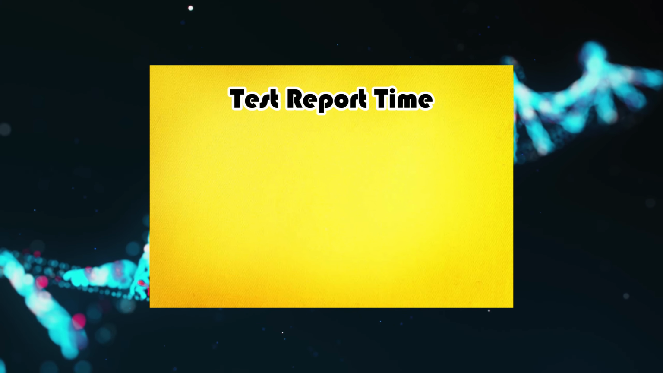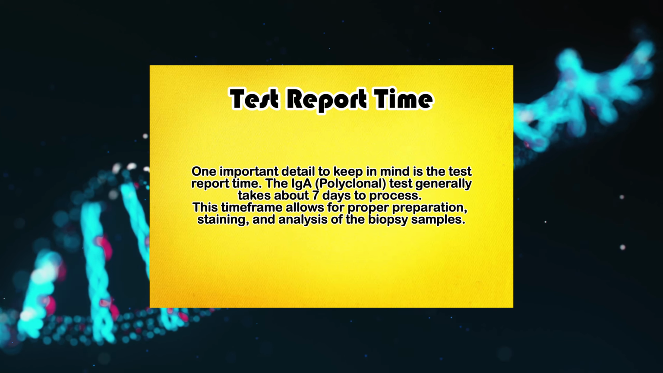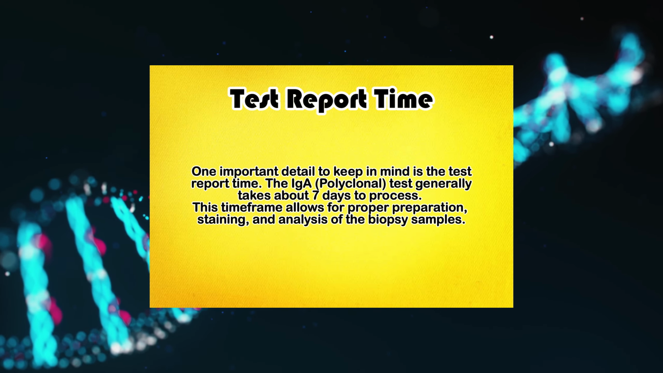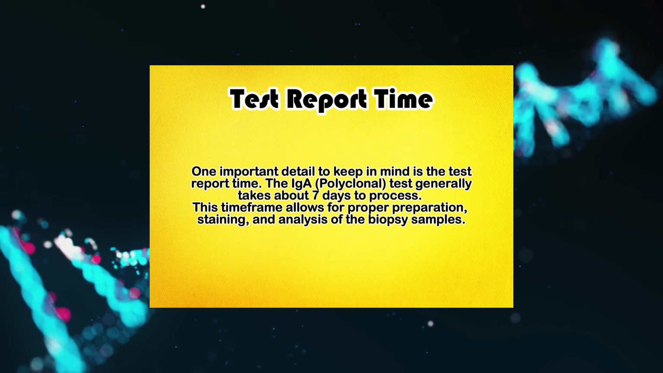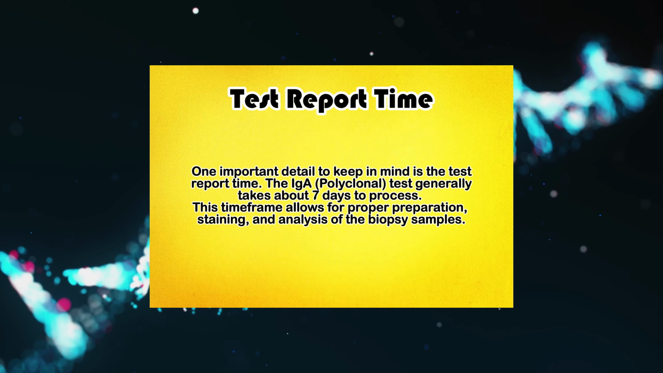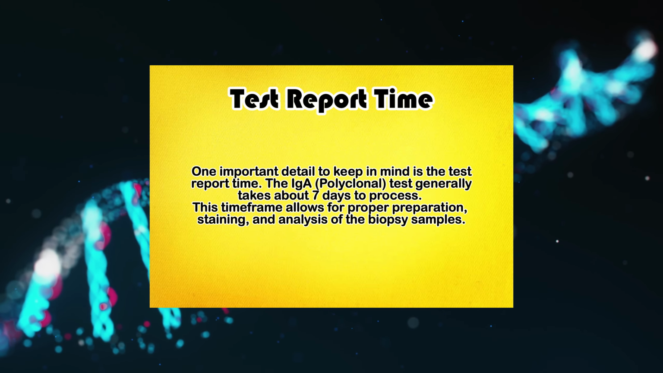Test report time. One important detail to keep in mind is the test report time. The IgA polyclonal test generally takes about 7 days to process. This time frame allows for proper preparation, staining, and analysis of the biopsy samples.